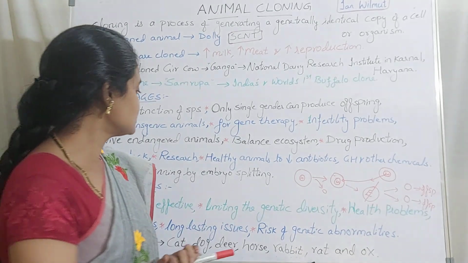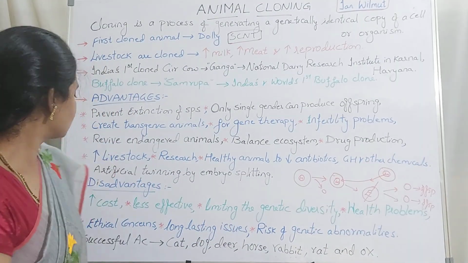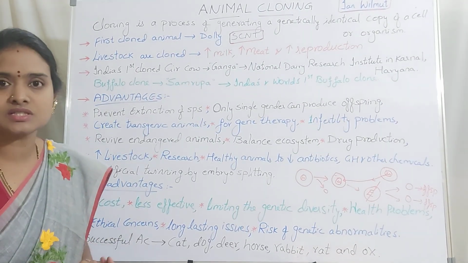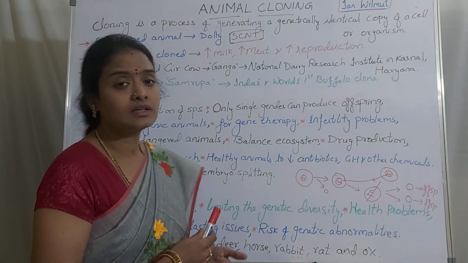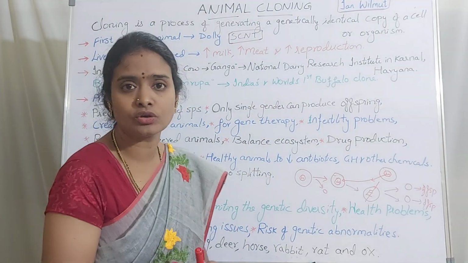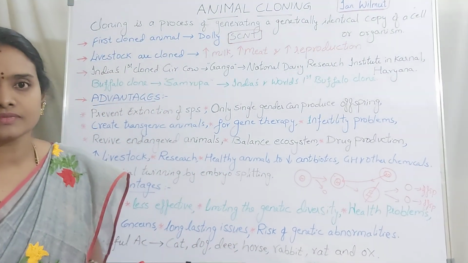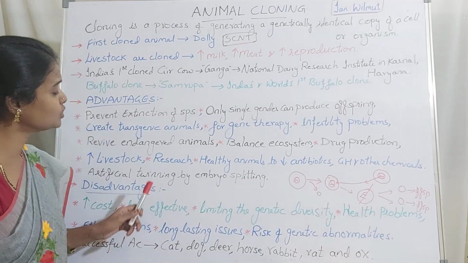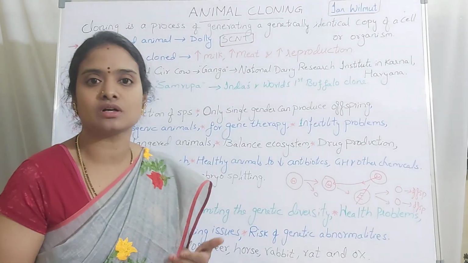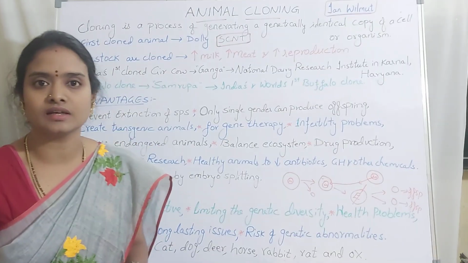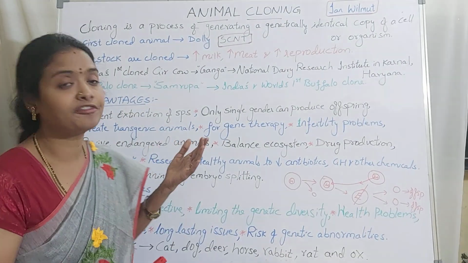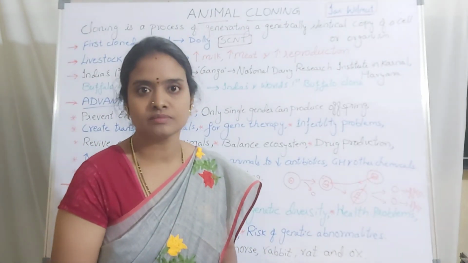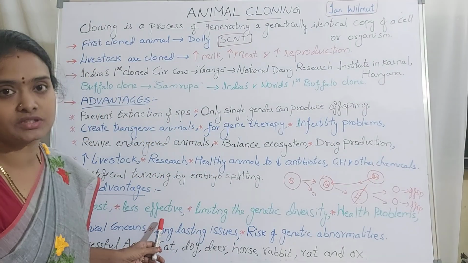So let us discuss the disadvantages. The first disadvantage is increased cost. The technique, the chemicals used, and the experts who work on animal cloning, everything is very costly, right? And the second disadvantage is that it is less effective. So here, though you complete the complete procedure of animal cloning or SCNT technique, it may fail during the gestation period or soon after the animal birth, right? So it is less effective.